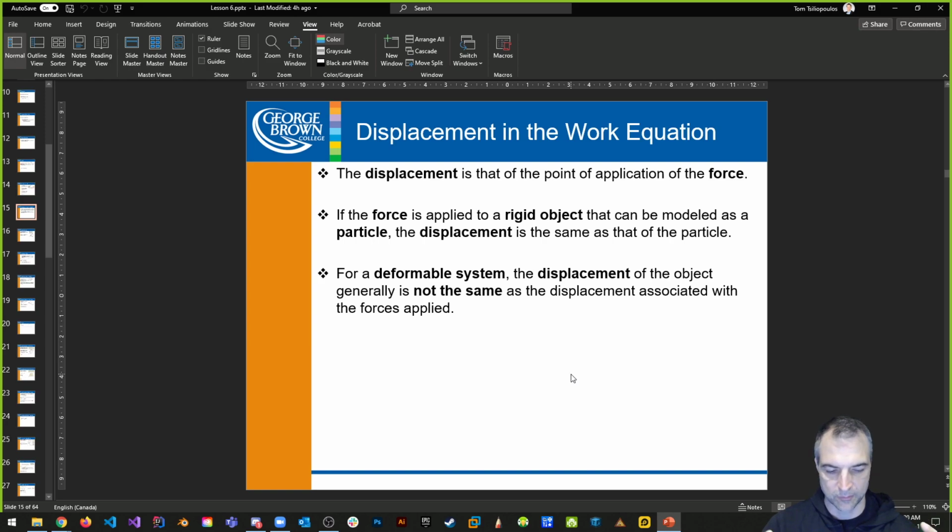The parts of a system can change shape. Once I start changing the shape of a system, the displacement has also changed.